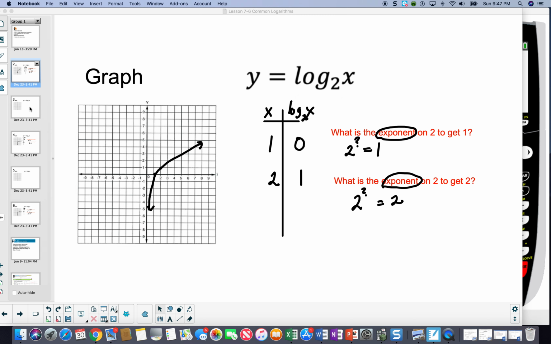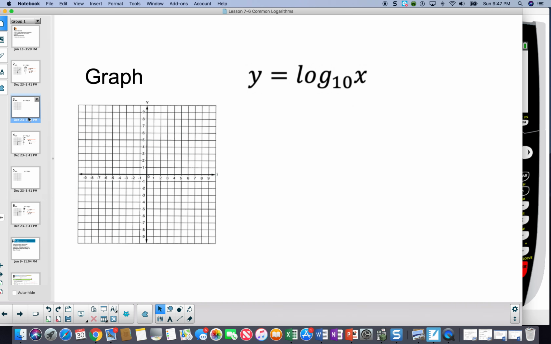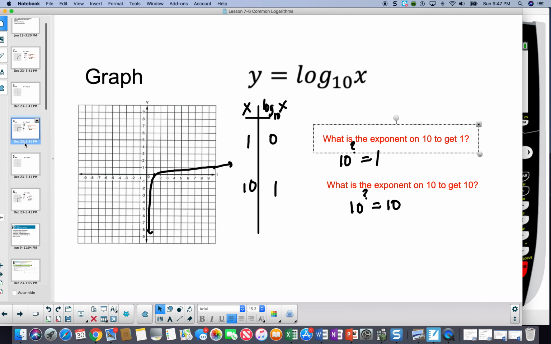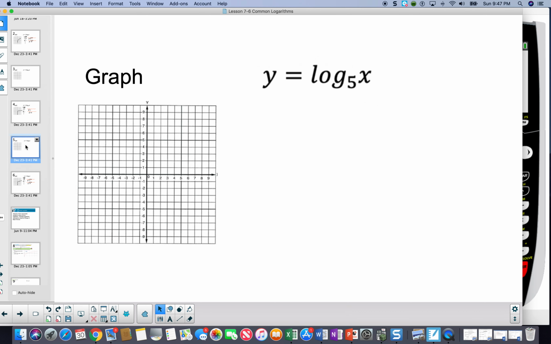of x. Pause and try to do this problem, and here's the answer.